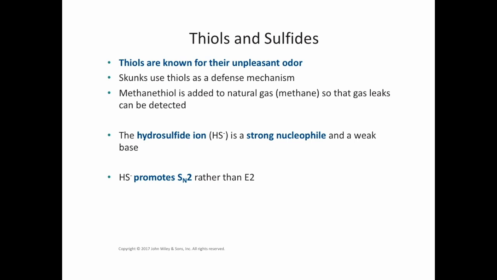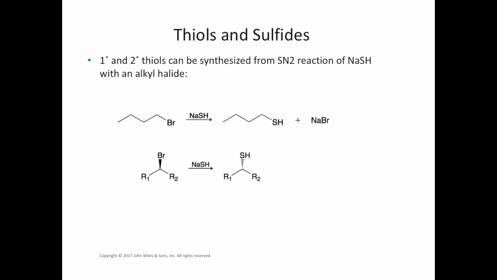The hydrosulfide ion, HS-, is a strong nucleophile and a weak base, and that's why it promotes SN2 rather than E2 reactions. Primary and secondary thiols can be synthesized via an SN2 reaction using sodium hydrosulfide with an alkyl halide. So here all that's happening is you have this nucleophile, and it's simply attacking the carbon with the leaving group and kicking off the leaving group.